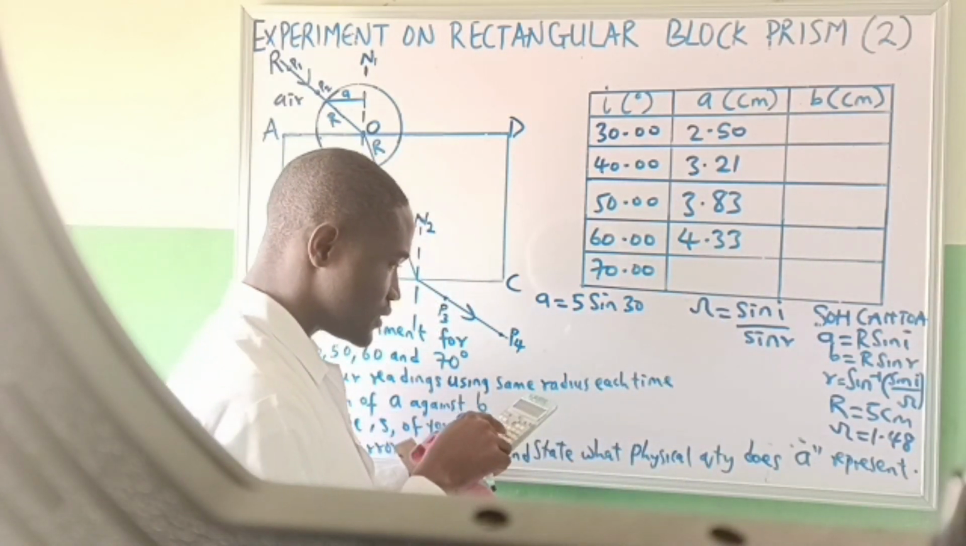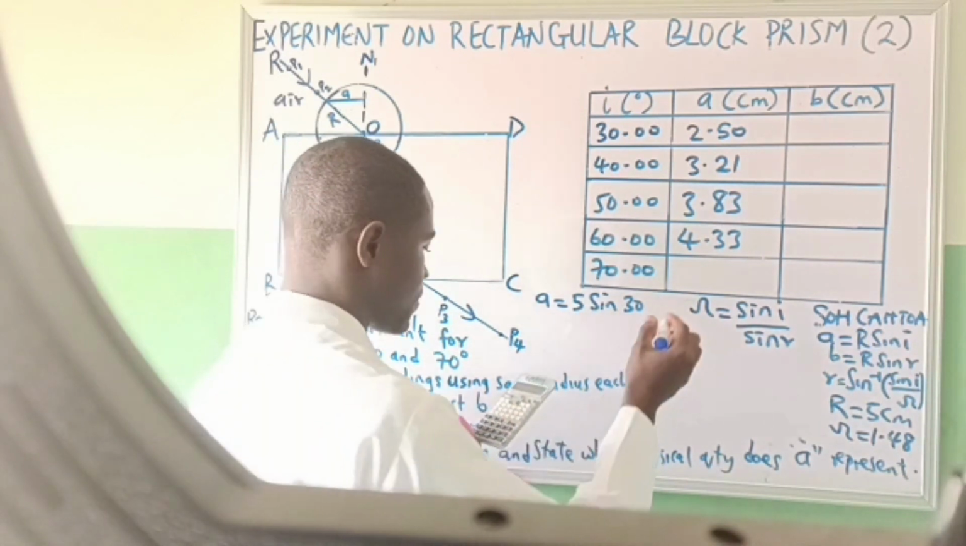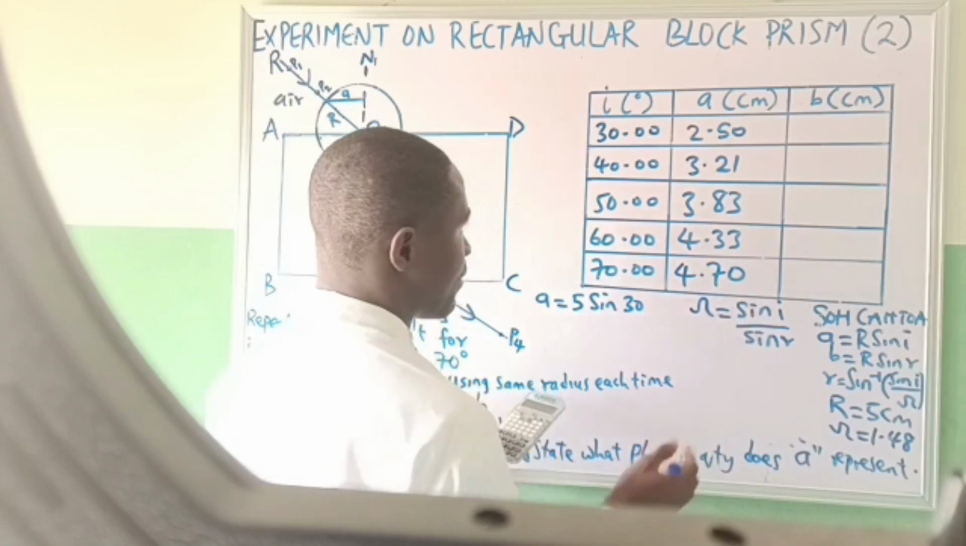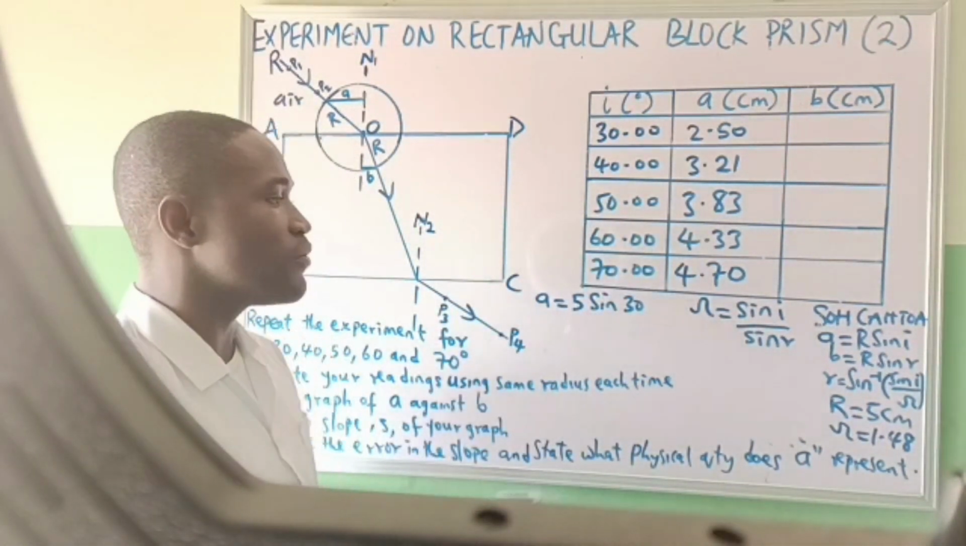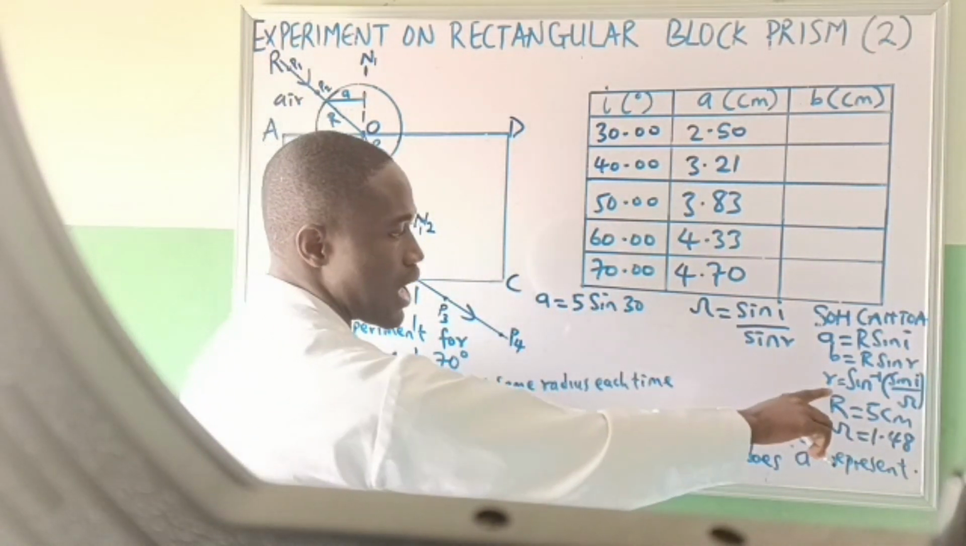5 sine 70, 4.70 approximately. That is the two decimal places. Now, before you get your B, you need to know what your R is.